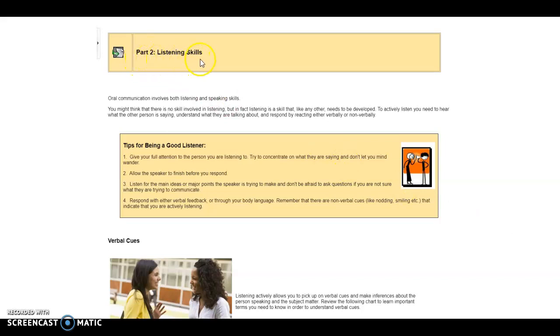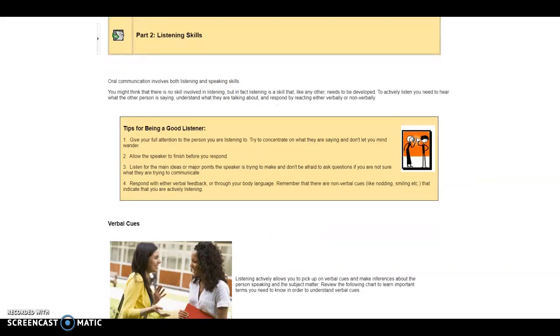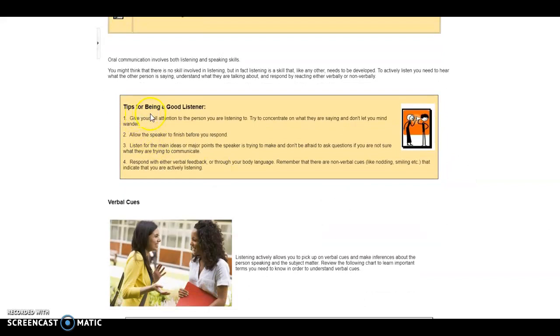Part 3, listening skills. And this is what's going to lead to your assignment in this activity. So you want to pay particular attention to listening skills here. And what we're going to focus on is tips for being a good listener. So they're going to give you four tips here on how you can improve your listening and things that you can think about when you're listening to someone to make sure that you're being an active participant in the conversation and paying attention.